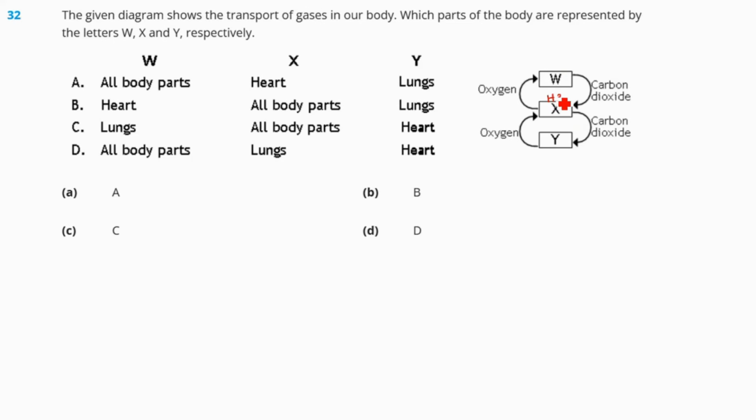So X can be the heart. The heart pumps this carbon dioxide rich blood to the lungs. Y can be the lungs. In the lungs, the carbon dioxide is removed and the blood is mixed with oxygen. From the lungs, the oxygen rich blood reaches the heart and then the heart pumps the blood to the different parts of the body. Thus the different parts of the body get the oxygen rich blood. So our correct answer should be option number A.